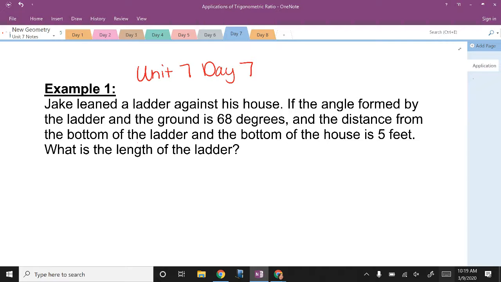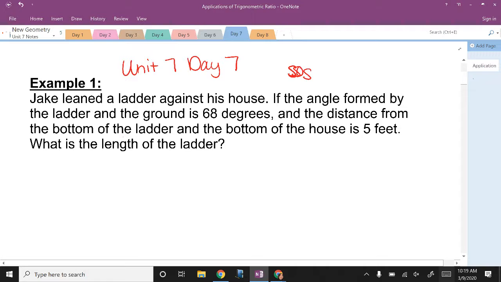And what was our acronym to help us remember sine, cosine, and tangent? SOHCAHTOA. They're disappearing. Like as soon as I write it, it's disappearing. What the heck? It's magic. Look, and now here they are on top of each other. That's all right. SOHCAHTOA.